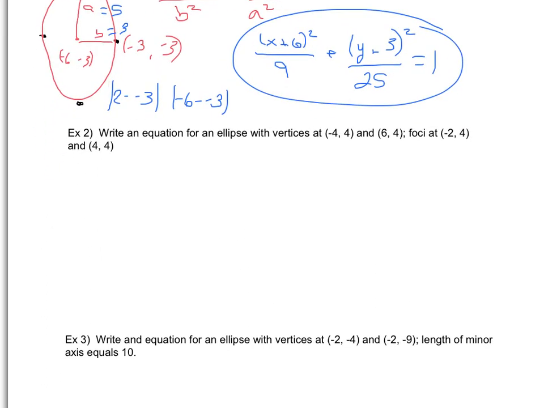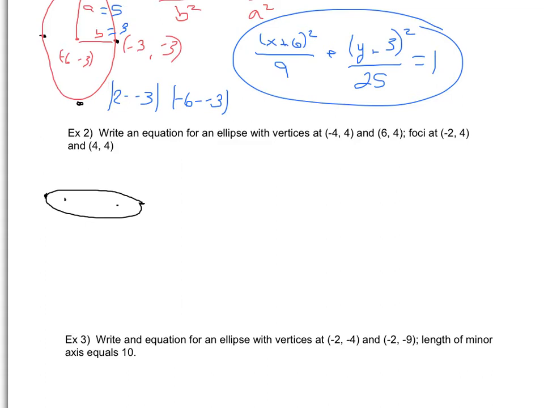So slightly different, so now I'm given my vertices and my foci. Remember, my vertices are the endpoints of my major axis, so again, if I sketch this out, let's see, I'm going to go back to -4, up 4, up to 6, up 4. So again, I know that's my major axis because they're my vertices. If it was my minor axis, they would be my co-vertices. So it's going to look something like this. And then I also have my 2 foci at -2, 4 and at 4, 4.